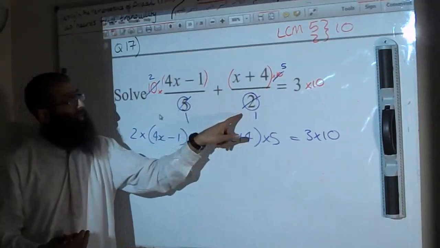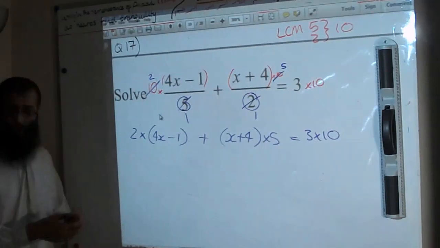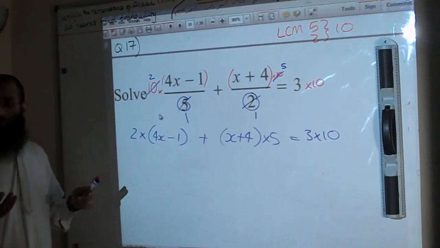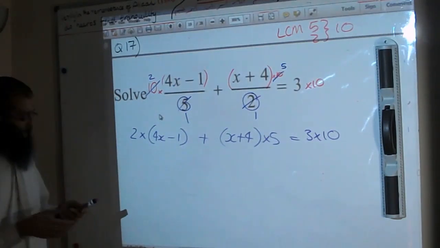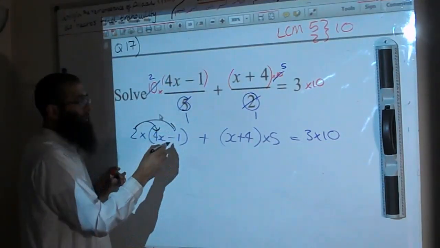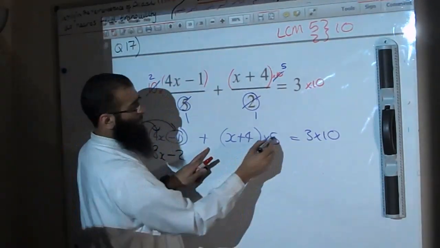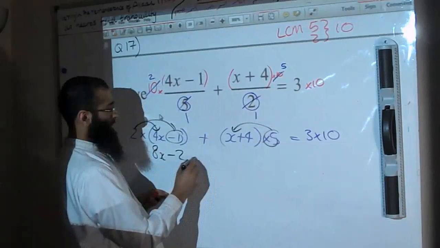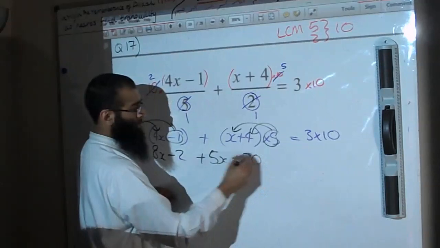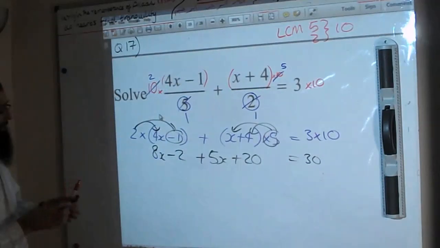We've cancelled off the bottom parts now by cross-cancelling over here, and now we've got this situation. What should we do now? We should now multiply the brackets, collect like terms, simplify and solve. Multiply our brackets. Let's go. 2 times by 4x is? 8x. 2 times by minus 1 is? Minus 2. Okay, now we have here 5 times by x is? 5x. We have 5 times by plus 4 is? 20. Plus 20. And 3 times by 10 is? 30.